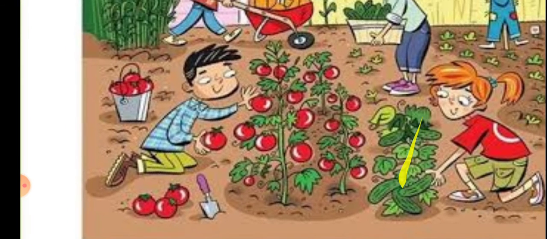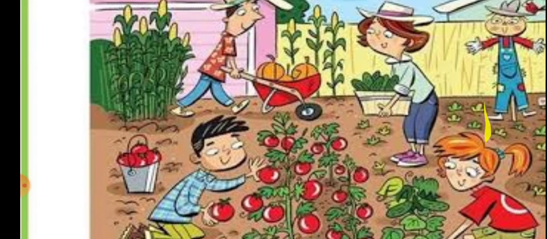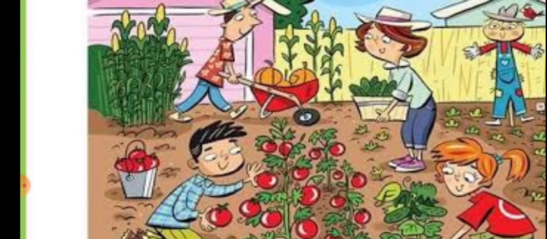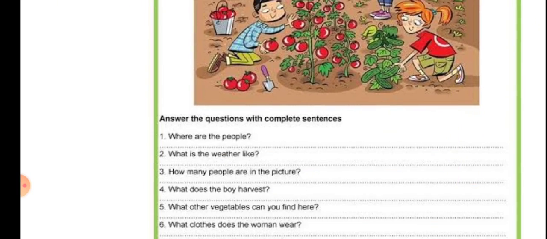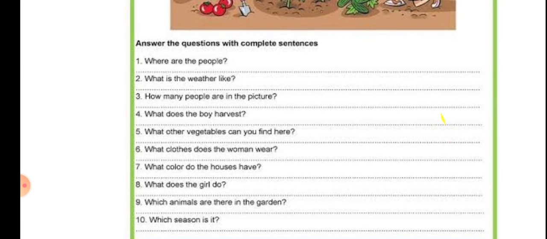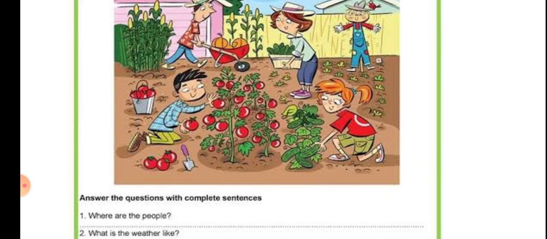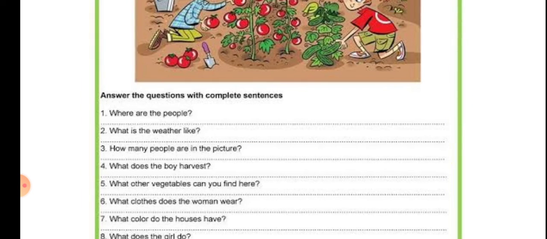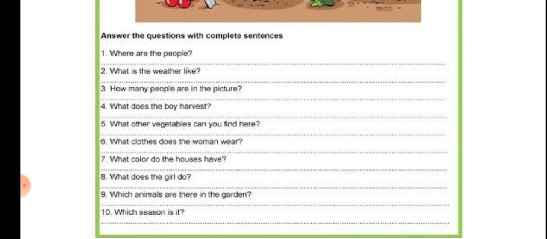What other vegetables can you find here? Let us look at this picture. There are cucumbers, there are corns, there are pumpkins in this picture. What cloth does the woman wear? She is wearing pants with a shirt and a hat on her head. What color do the houses have? What does the girl do? Which animals are there in the garden and which season is it?